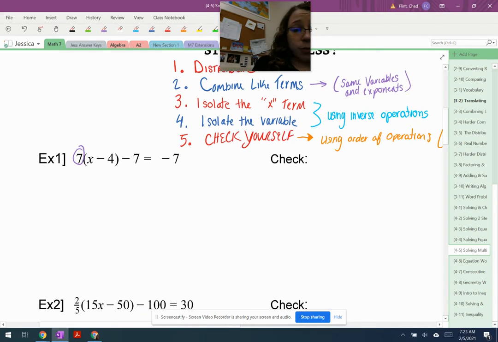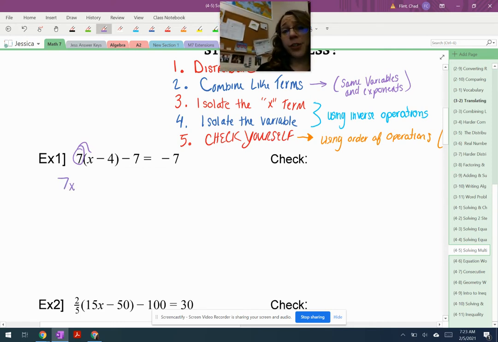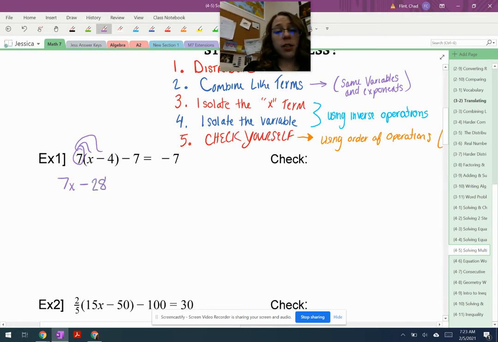So I am going to multiply 7 times x. Notice how I don't write both of those little arrows until after I do the multiplication. It helps you to not forget that. But now I also need to multiply that 7 by the negative 4, which gives me a negative 28. 7 times 4 is 28.